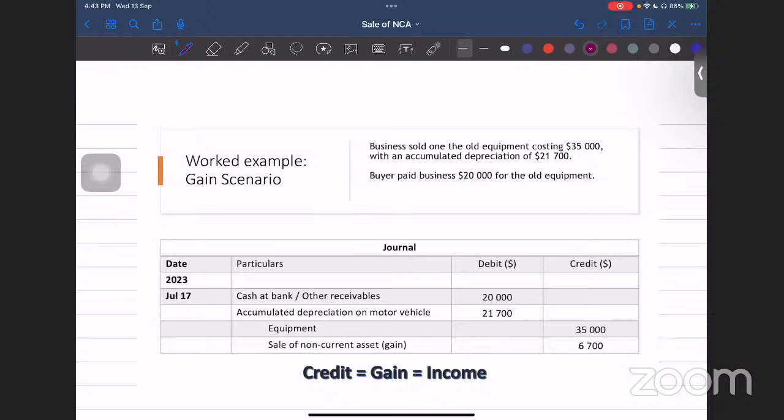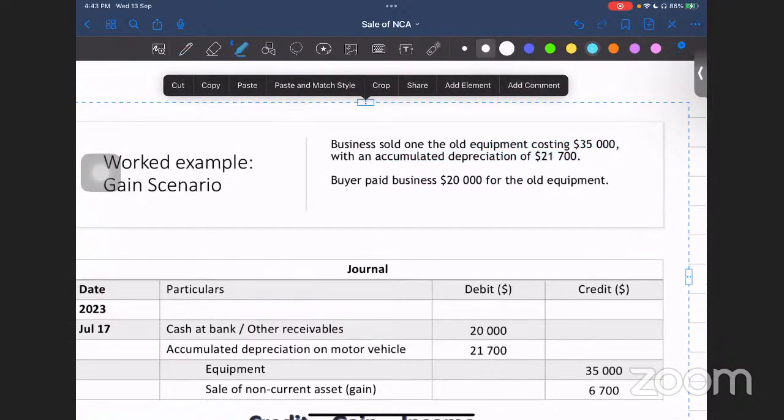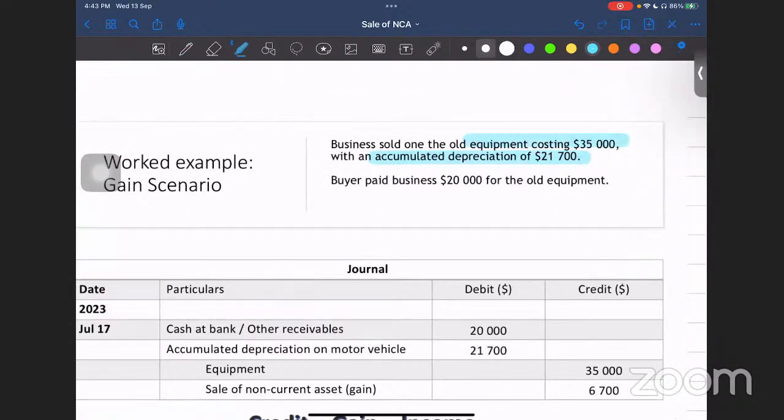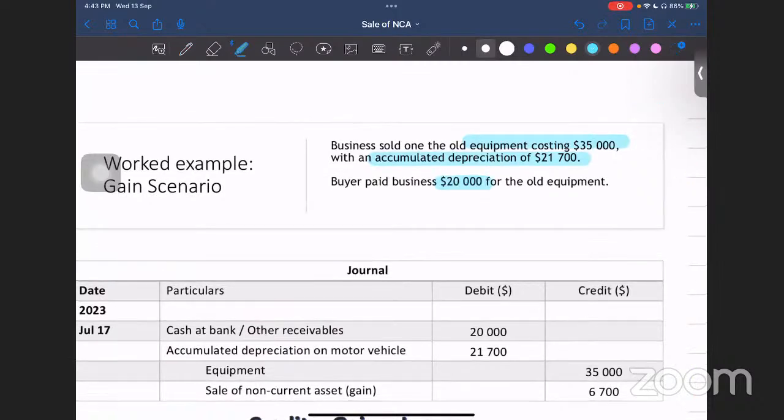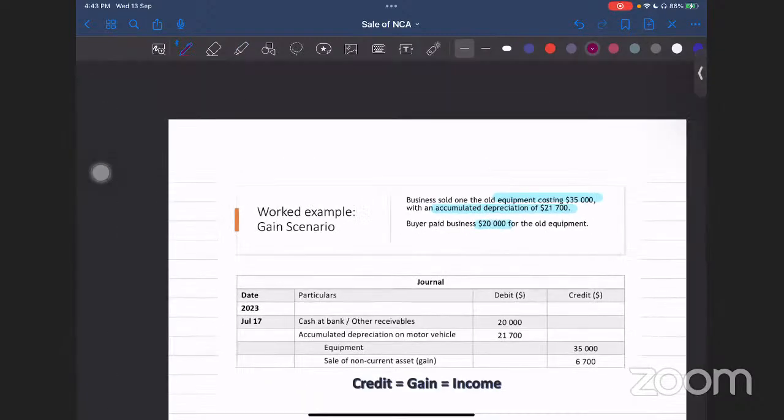For here, sold one equipment costing 35K, accumulated depreciation of 21,700, and they say that the buyer paid 20K. So the 20K is whatever you receive from the sale. This question is actually quite straightforward because everything is already given to you.